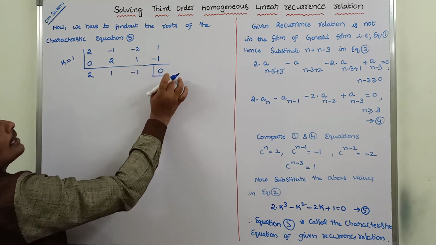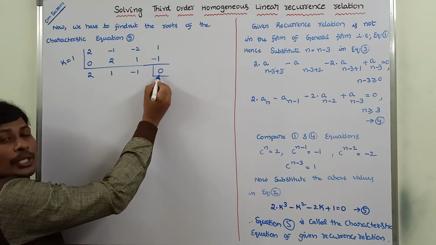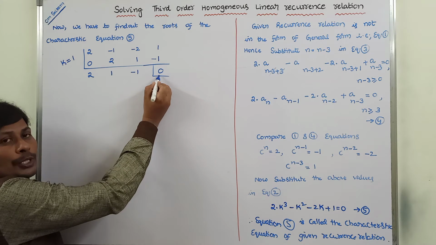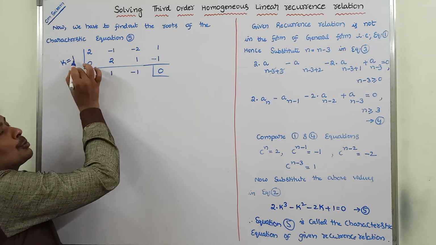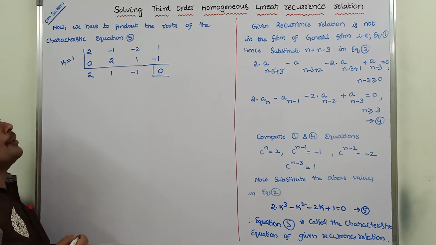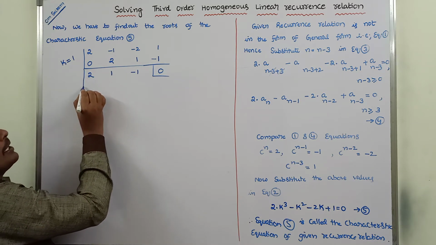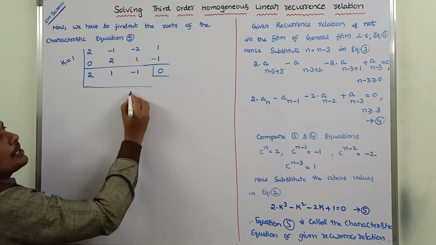1 minus 1, that is equal to 0. So here in this position, we are getting the value 0. For that one, what value we have to write? We have to use the trial and error method.